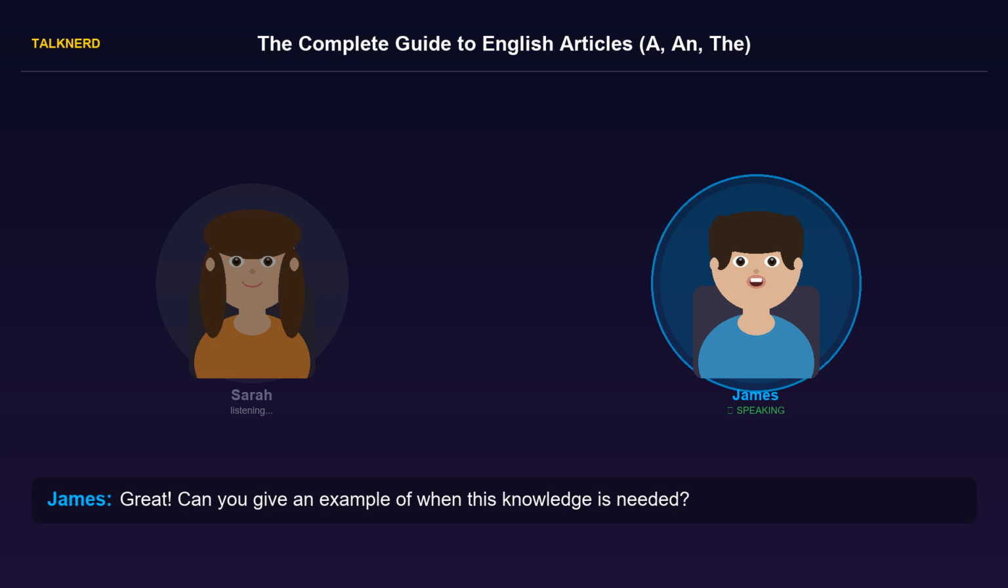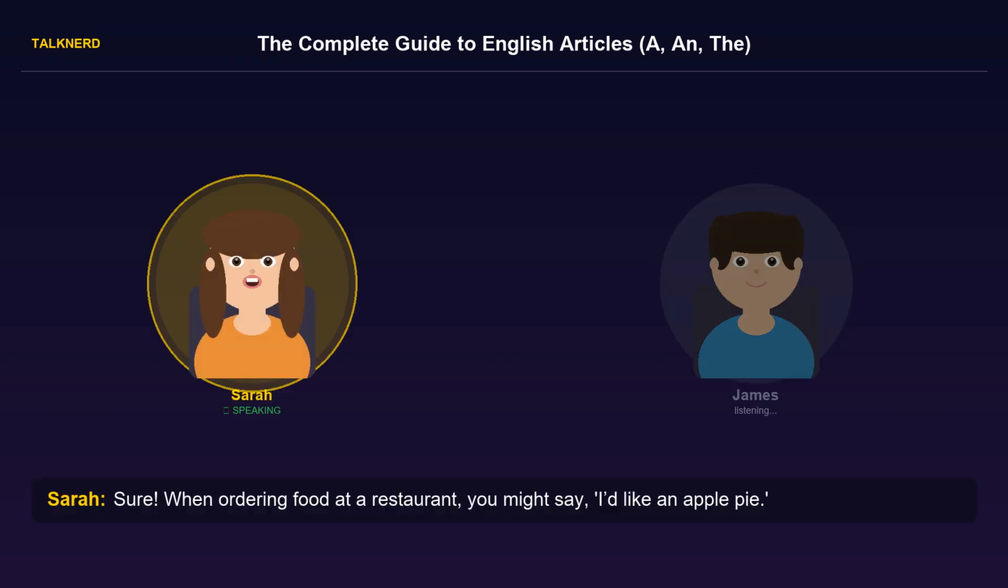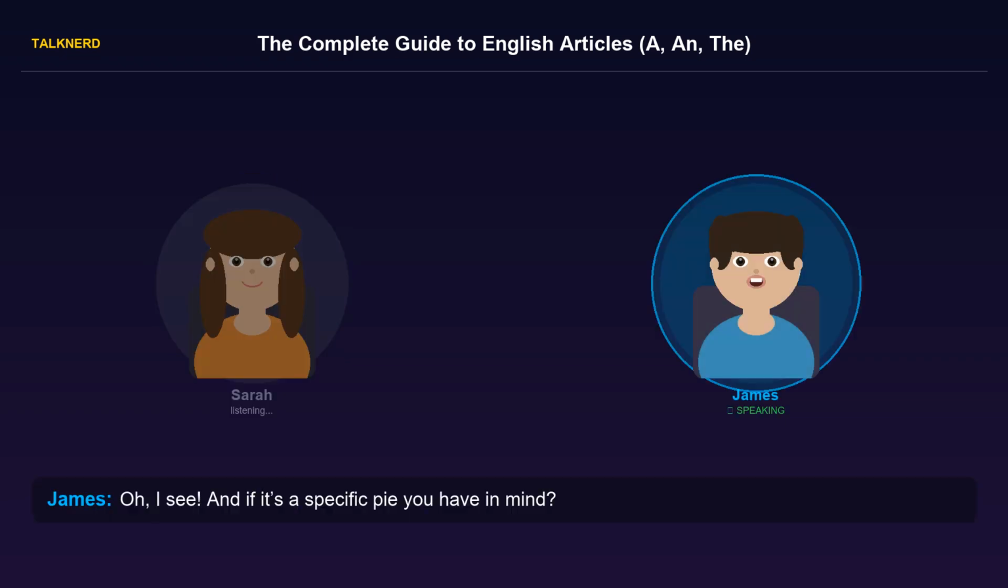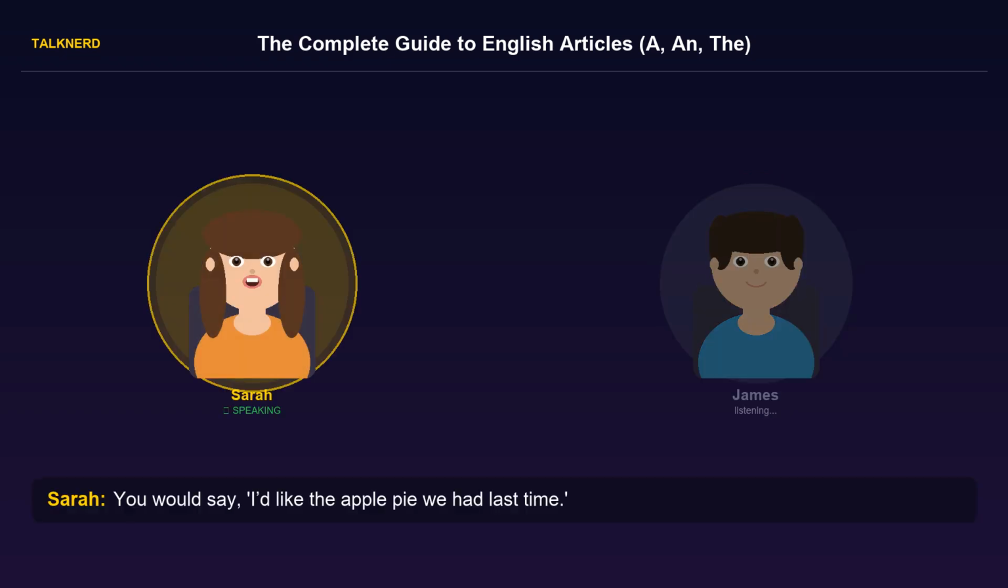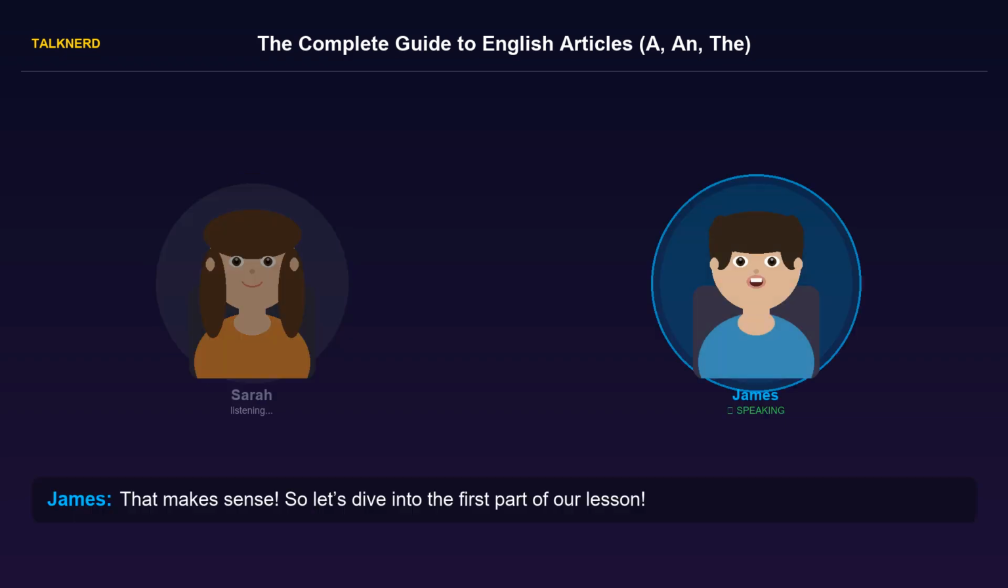Great! Can you give an example of when this knowledge is needed? Sure. When ordering food at a restaurant, you might say, "I'd like an apple pie." Oh, I see. And if it's a specific pie you have in mind? You would say, "I'd like the apple pie we had last time." That makes sense. So let's dive into the first part of our lesson.